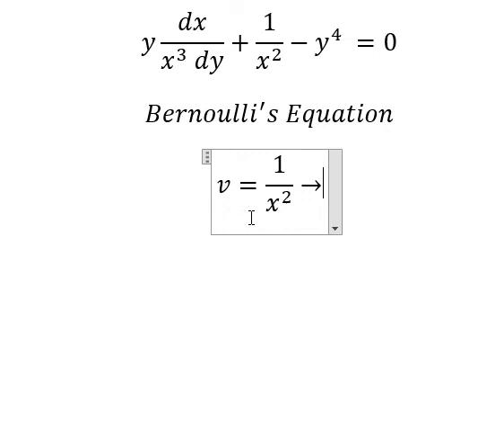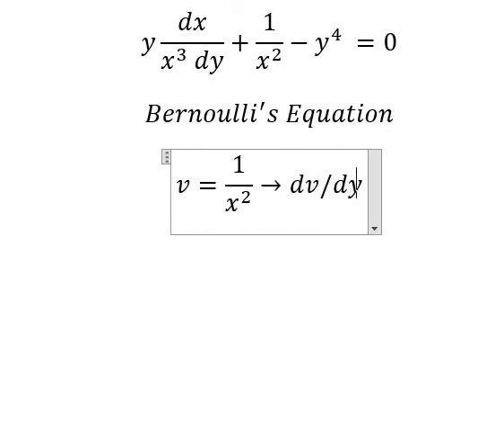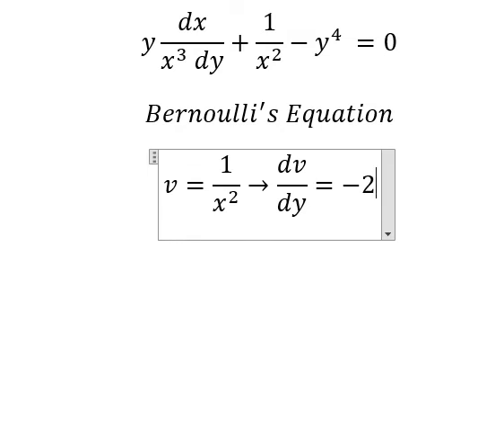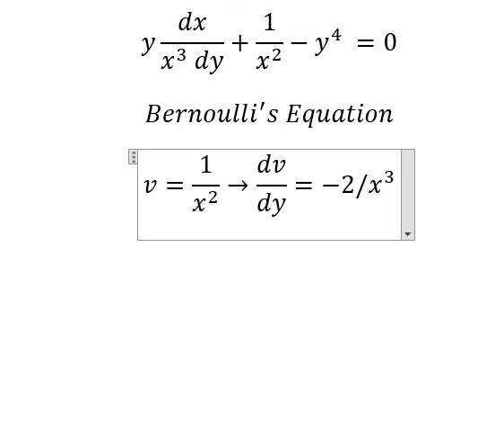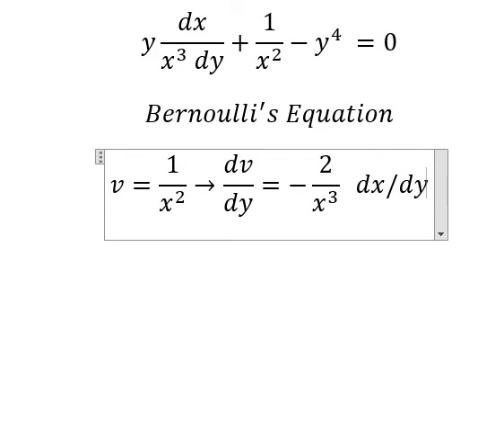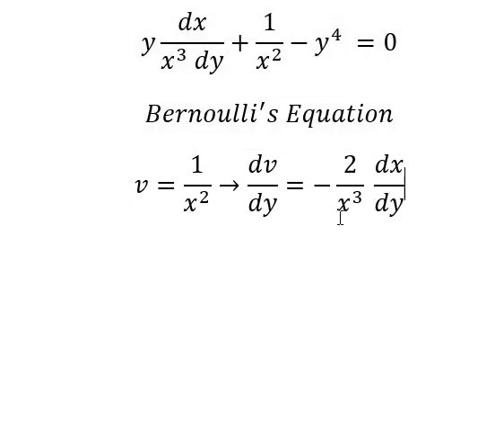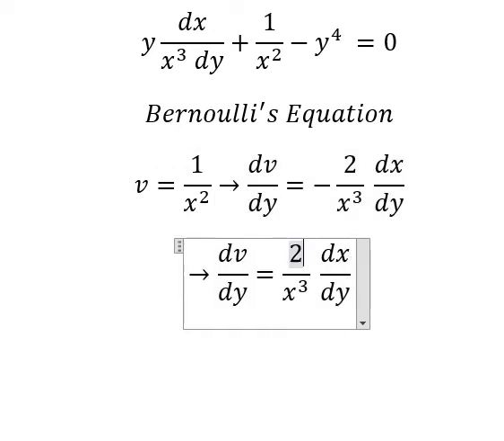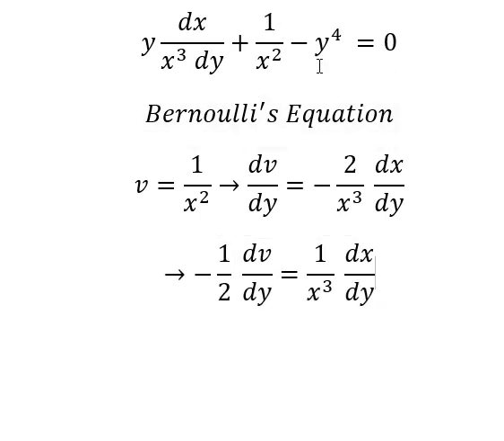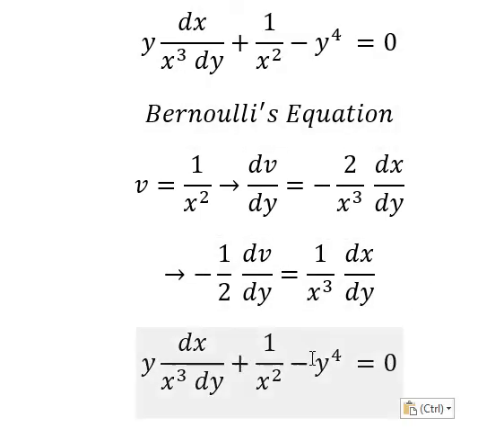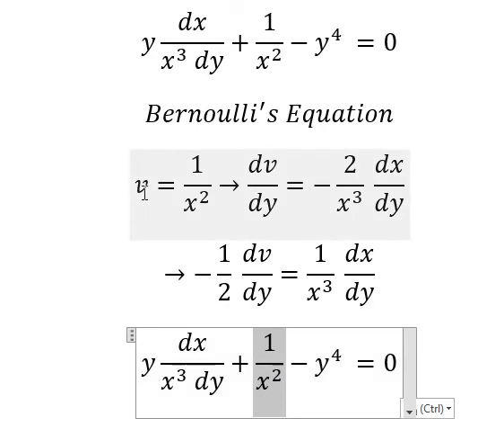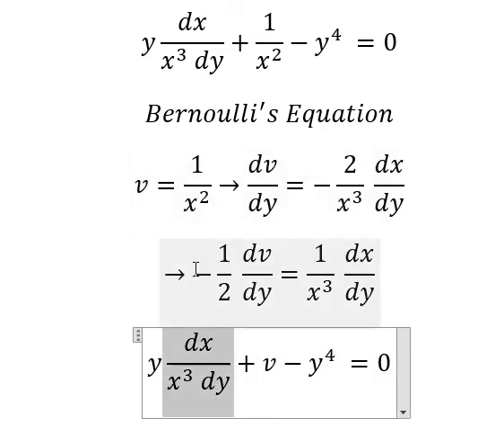Later that, we need to do first the derivative for both sides, and we have dv over dy equals to negative number 2 over s to the power of 3 dx over dy. Because we don't have negative number 2, we need to divide both sides by negative number 2. This one we change by v. This one we can change by this one.